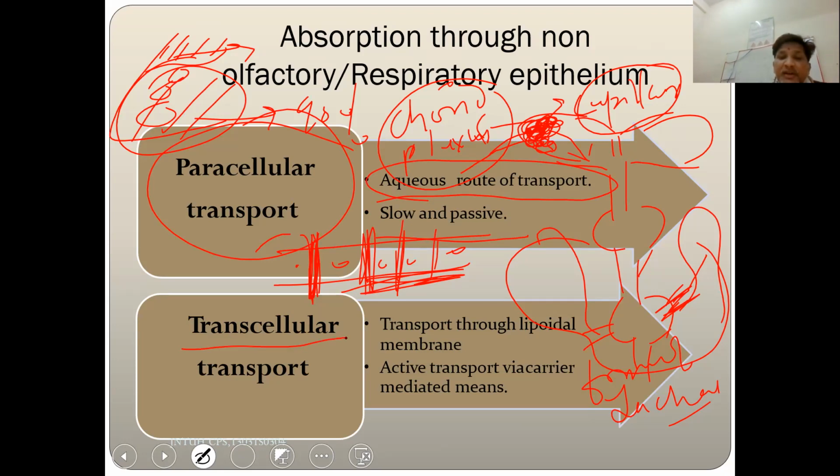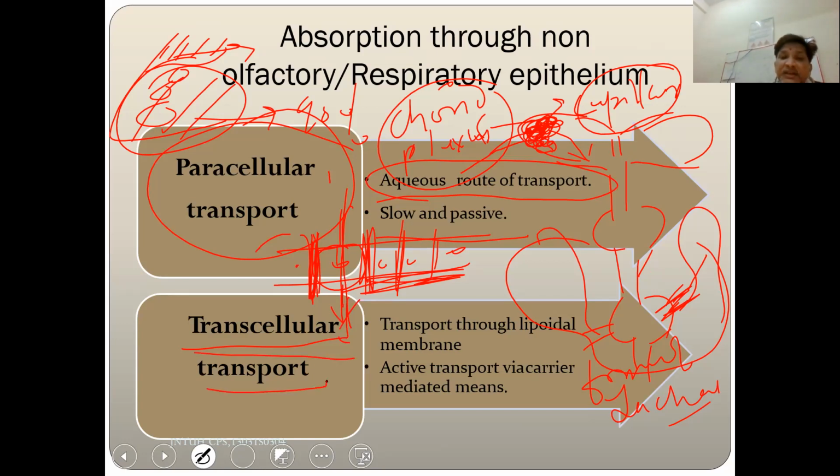When the absorption occurs through the cell, through the cell wall, then cytoplasm, then the other side of the cell wall, and then into the other cell, this is called transcellular transport.